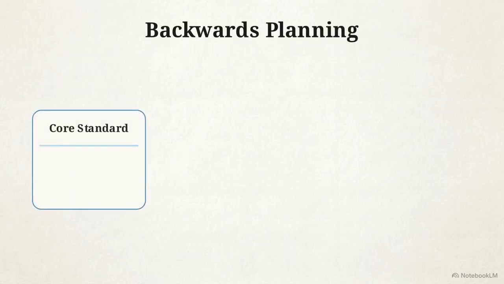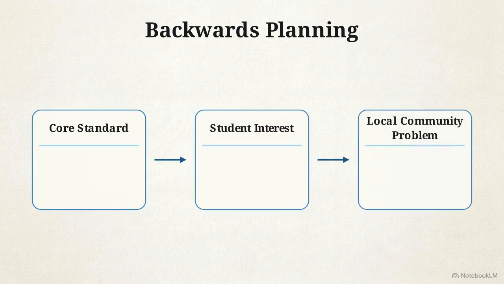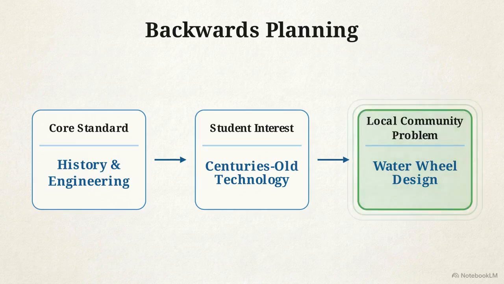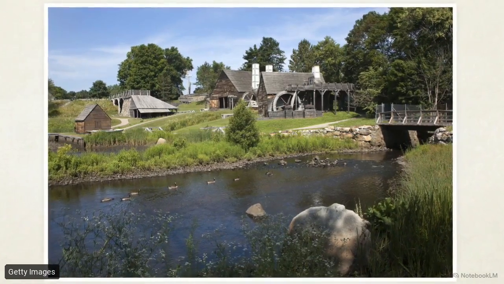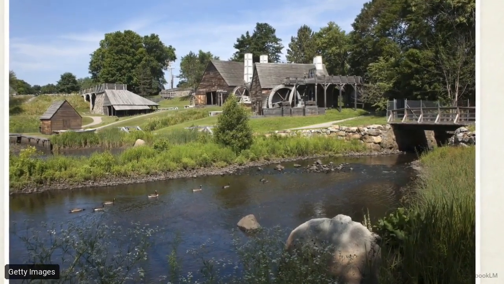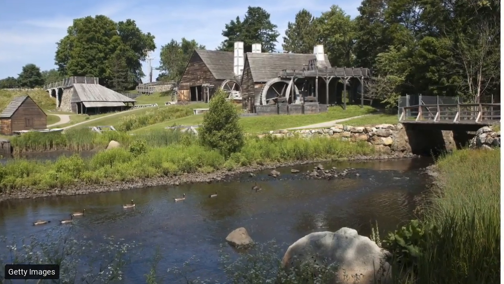Section 2 is the backwards plan, asking 3 questions. What standard must be learned? What interests your students? And what problem connects them? For example, combining history with a student interest in building leads to a physical challenge: design a water wheel. You ground this abstract design by studying the historic Saugus Ironworks. Seeing centuries-old technology in a physical location validates their engineering choices.